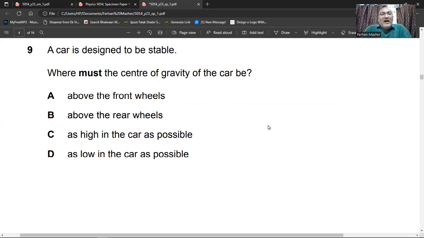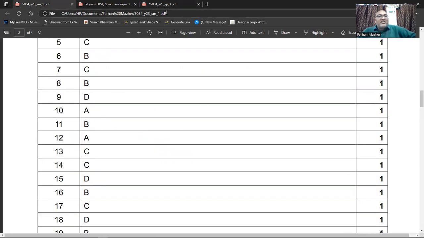Question number nine. A car is designed to be stable. Where must the center of gravity of the car be? You see, if you want anything to be more stable, the center of gravity must be lower. It should be near the ground. The nearer it is to the ground, the more stable the thing will be. So above the front wheels, above the rear wheels, it does not matter. As high in the car as possible, no. As low in the car as possible, yes, that's the perfect sentence. So I think the best answer is choice D, question number 9. D is the right choice, sir.